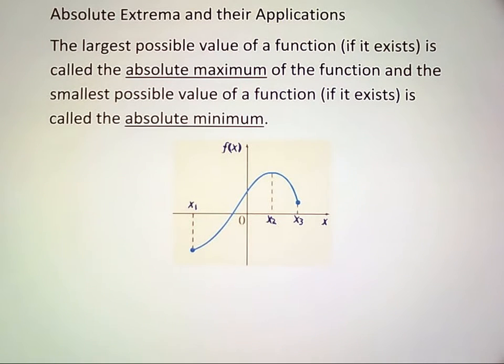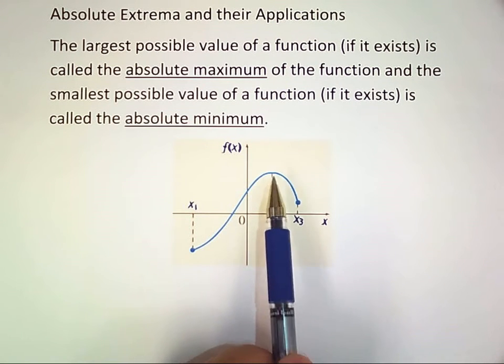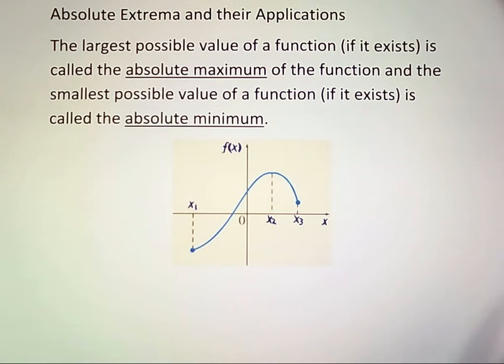You're already familiar with the idea of relative extrema, in other words, relative maximums, relative minimums. Now we want to extend this to the idea of an absolute extrema, an absolute maximum, an absolute minimum. It's really pretty simple. The largest value of a function, if it exists, is called the absolute maximum of the function. And the smallest possible value of a function, if it exists, is called the absolute minimum.